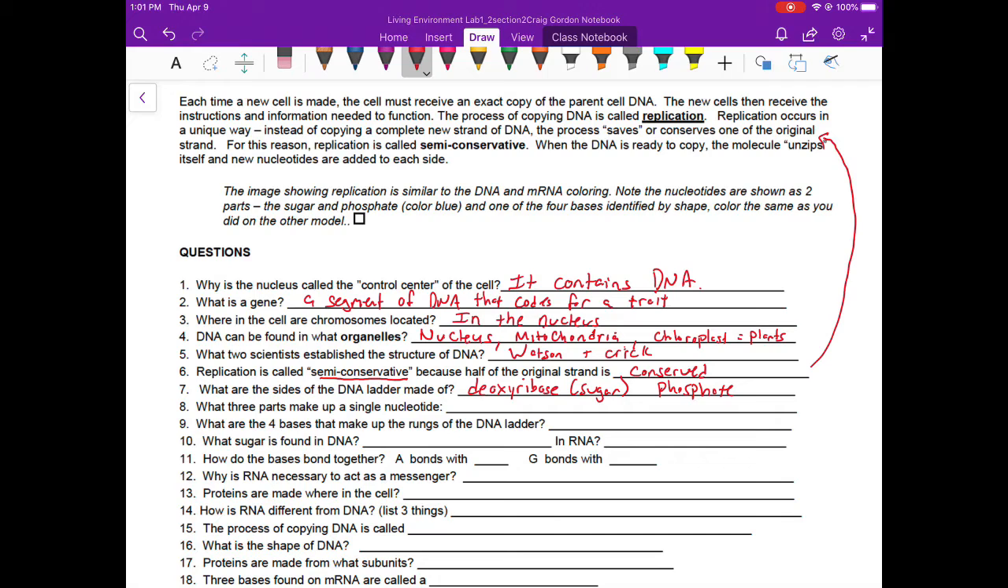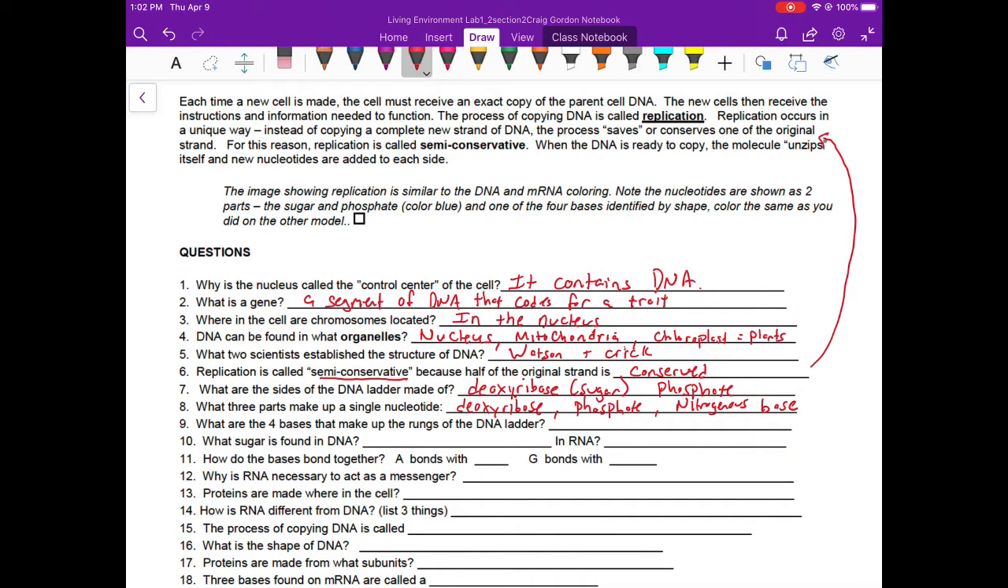What three parts make up a single nucleotide? So we have a deoxyribose. We have a phosphate. And we have a nitrogenous base, right? And as this is going on, you can always pause it if you wanted to fill it in, because I do check all this stuff.